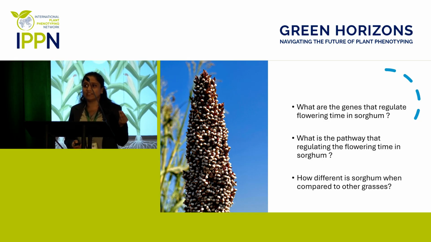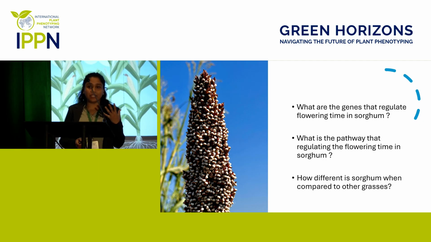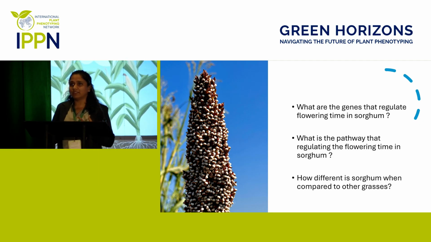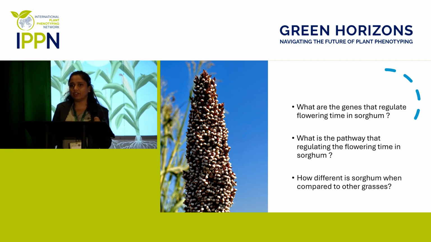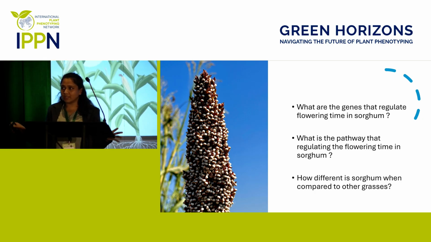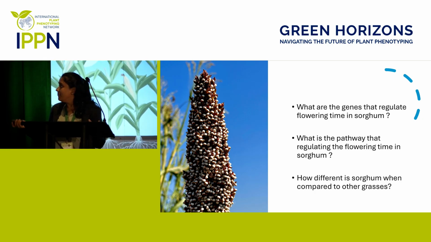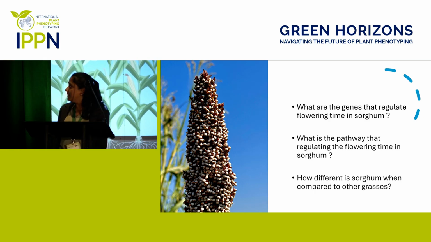So the question that comes forward in my analysis is, what are those genes that regulate the flowering time in sorghum? Flowering time is a very important trait because it affects the yield and a lot of other things. So we are trying to understand what are those genes that are affecting flowering time, what is the pathway that regulates flowering time, and how different is sorghum when compared to other grasses like maize.